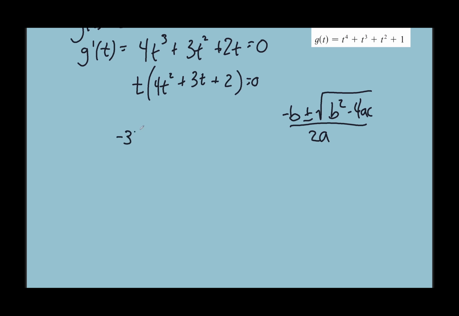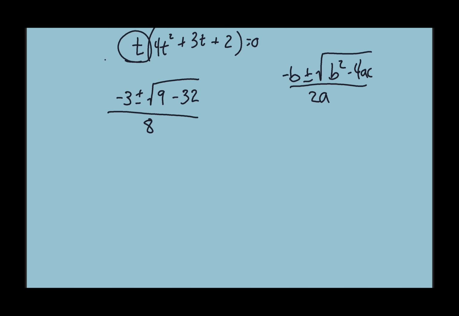That would be negative 3 plus or minus the square root of 9 minus 4 times 4 is 16, times 2 is 32. 16 times 2, yeah, that's 32. All over 2a, that'd be 8. So far, so good. So what are we going to end up with here? Don't forget this t out here. We'll come back to him in a minute, but I want to factor this out. 9 minus 32, we'll get negative 3/8 plus or minus the square root of negative, what is that, 23 over 8?